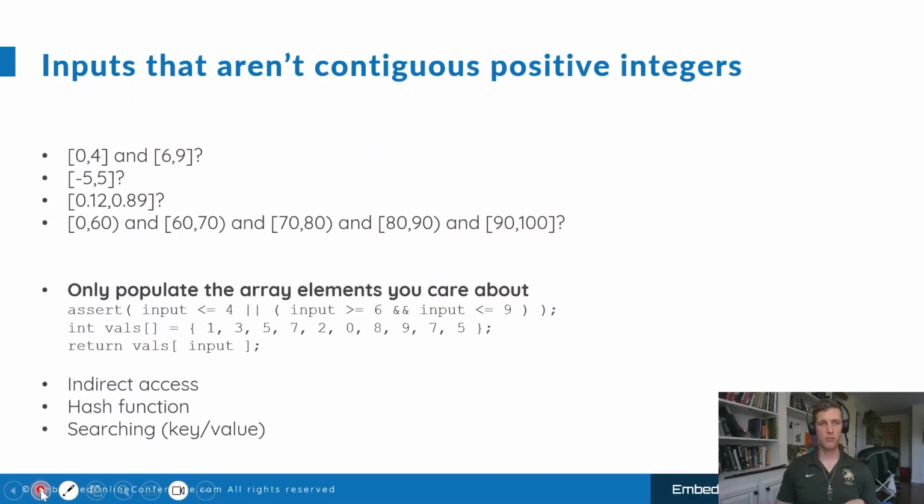Firstly, if you are just skipping over values, then maybe we only populate the array elements we care about. So in this example here, I do have contiguous positive integers. I just, the value 5 for whatever reason doesn't actually map to anything I care about. So maybe I just skip that value.